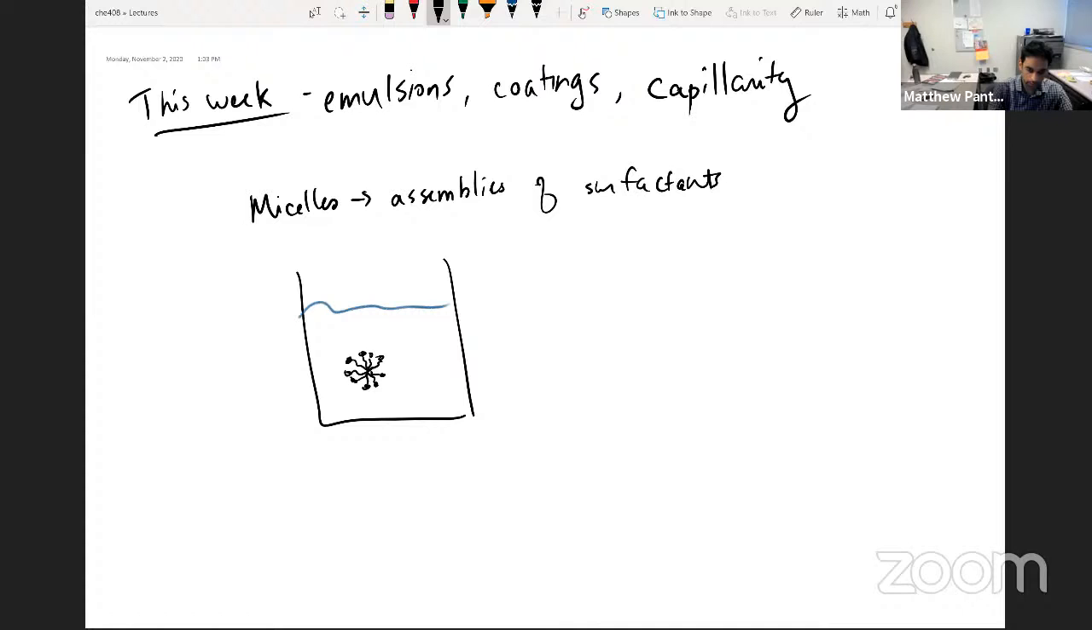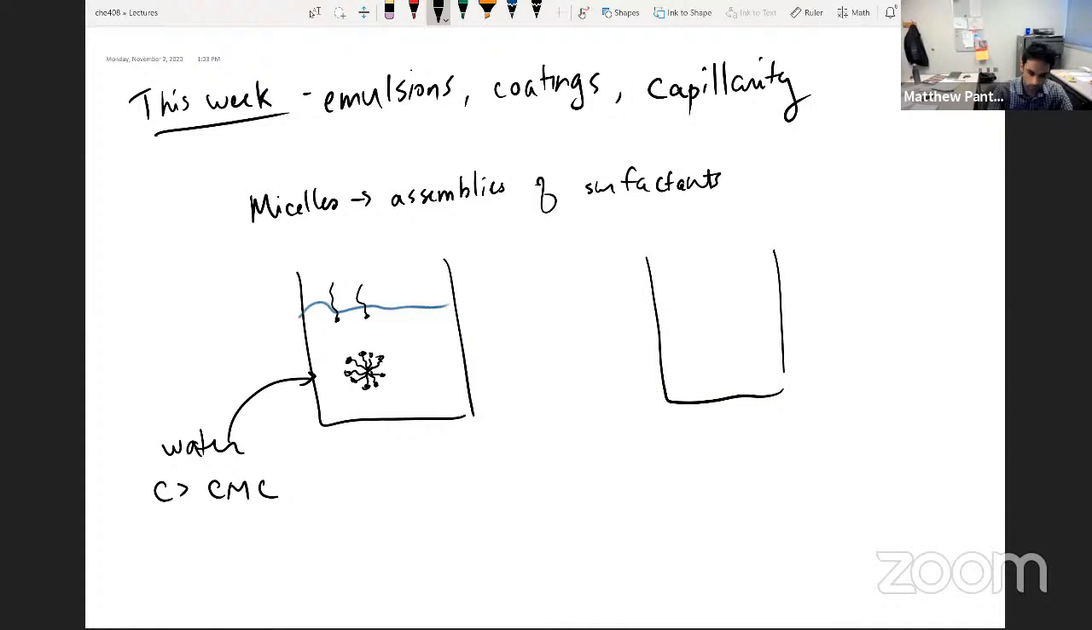So there's a couple aspects of this that we should cover. So this is what happens if we put surfactants in water, and when the concentration is above what we call the critical micelle concentration, CMC, that's a little recursive, huh? The concentration is greater than the critical micelle concentration.